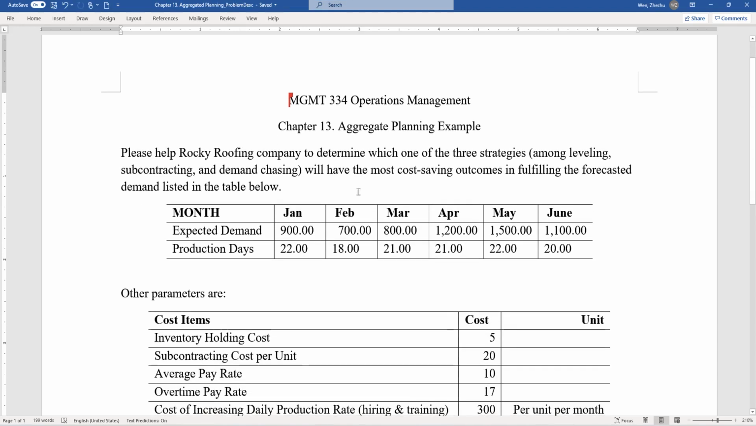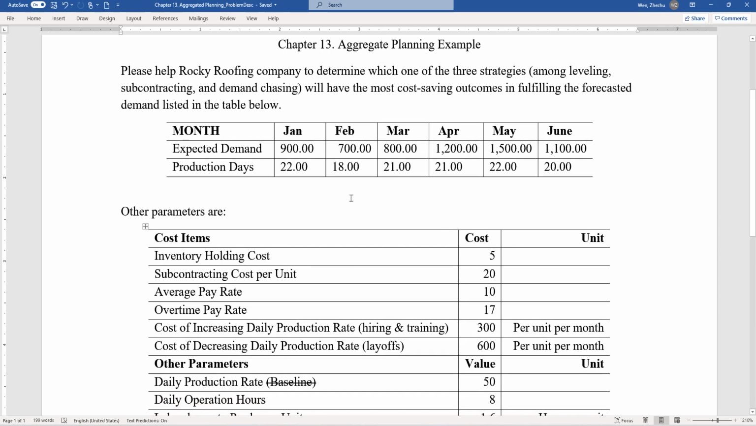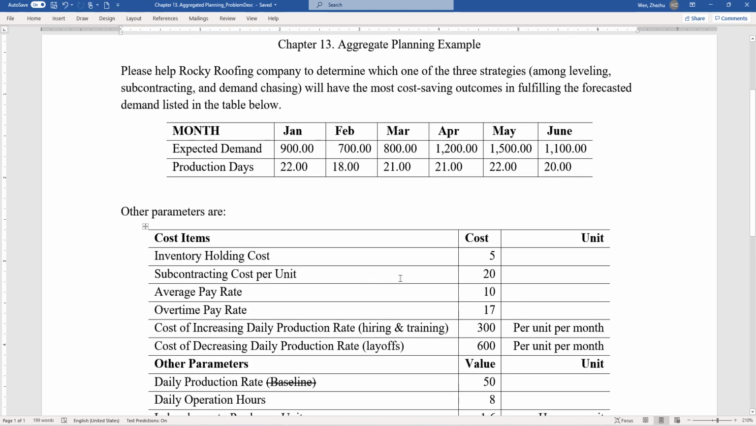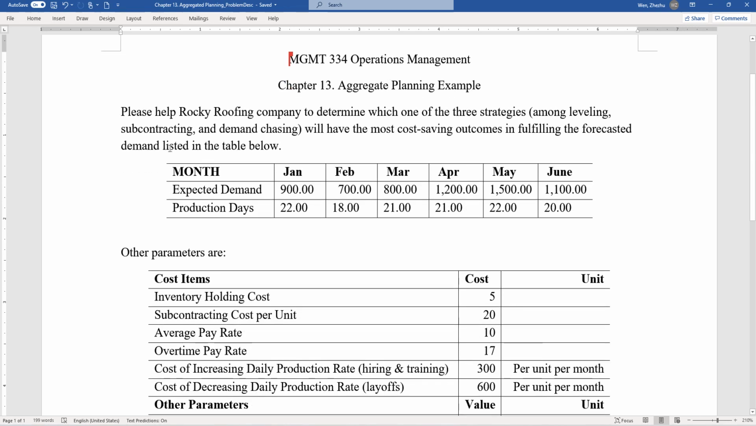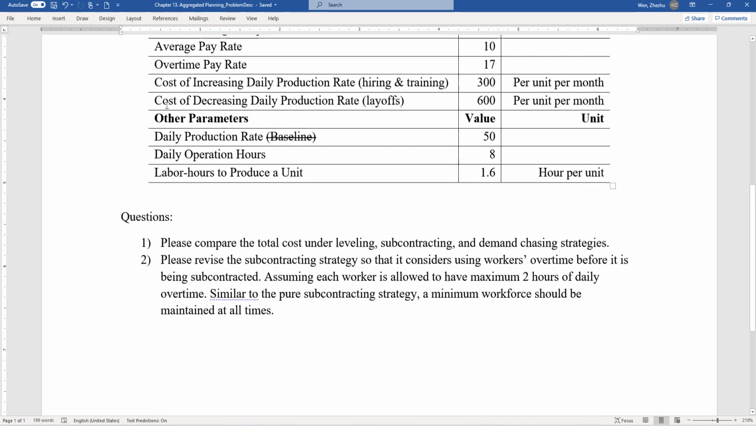Okay, let's together look at the aggregate planning problem. So in general, the aggregate planning problem will present to you some form of demand and some form of parameters in terms of the type of resources available at your hand. Okay, so in here, this is an example from your textbook called the Rocky Roofing Company. Well, basically, you'll have to start the solution process based on this much information at your hand.